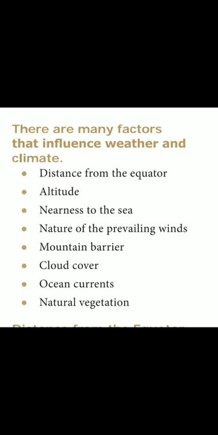Next one is natural vegetation. This is the last factor. The trees release water vapor into the air. You all know what is released from the trees. We get water vapor into the air, and it makes the air cool. Thus, forest areas have a lower range of temperature throughout the year in contrast to non-forested areas. So we can understand from natural vegetation that where there is more forest, the temperature will be less. At the same time, if there is no forest, the temperature will be high.